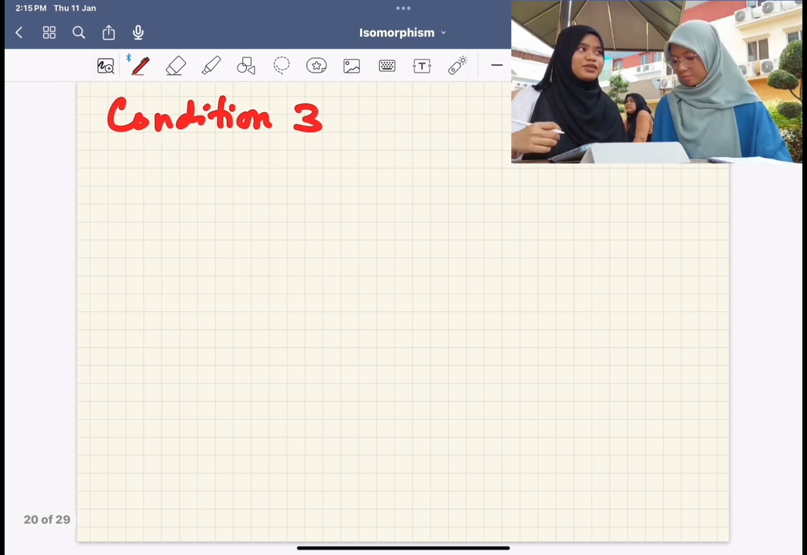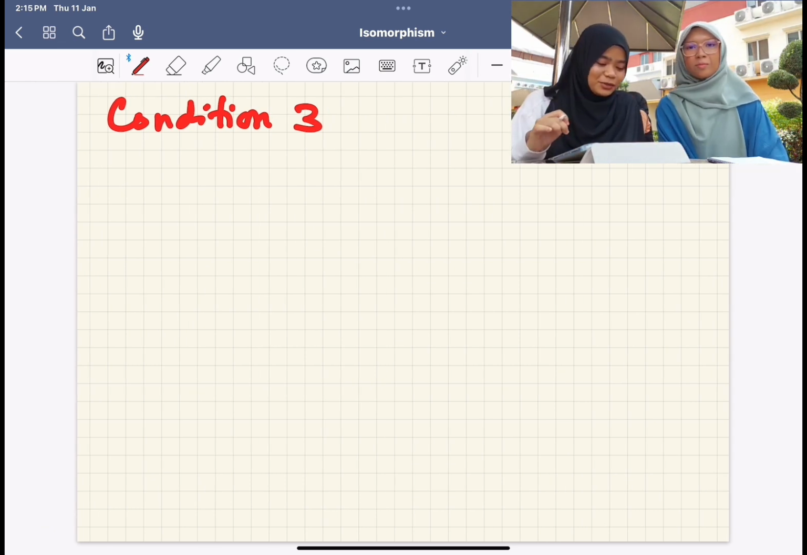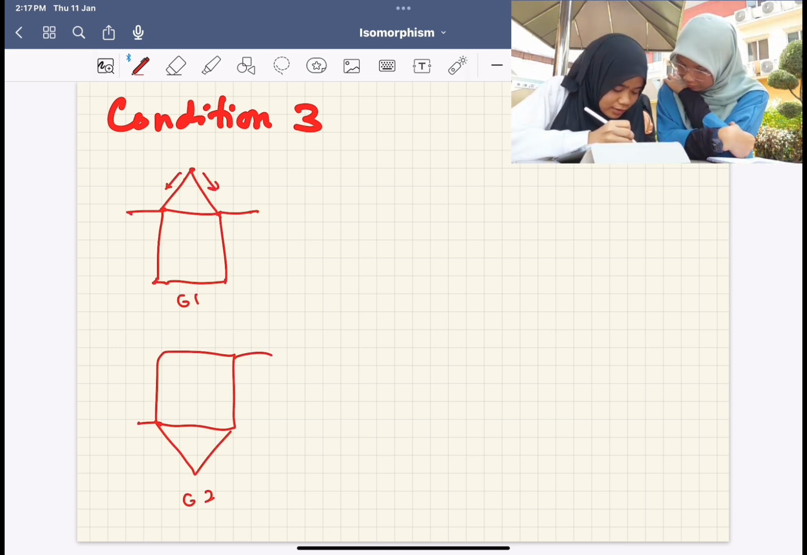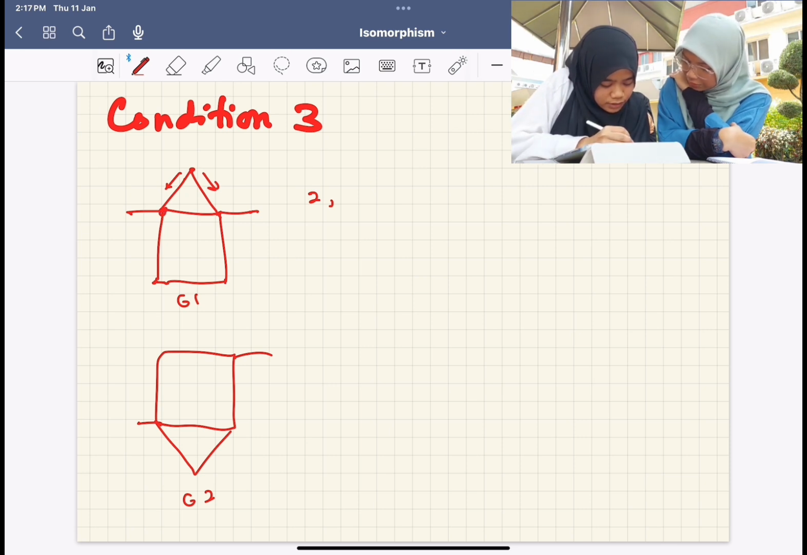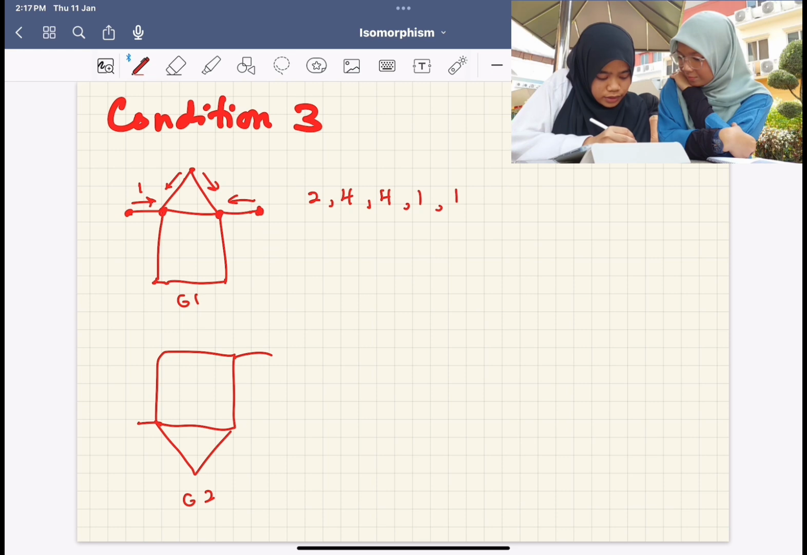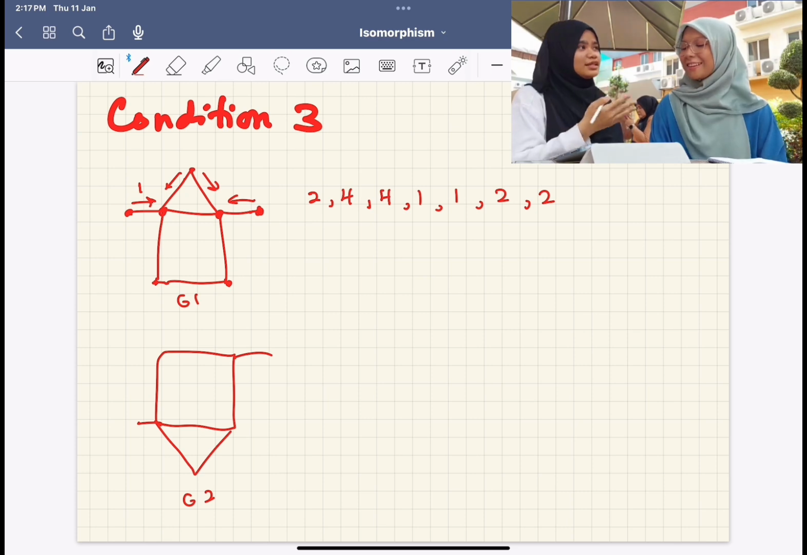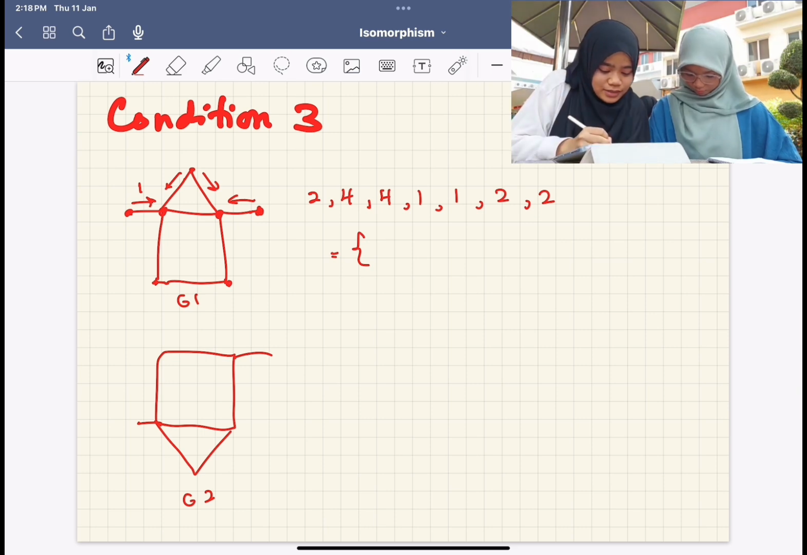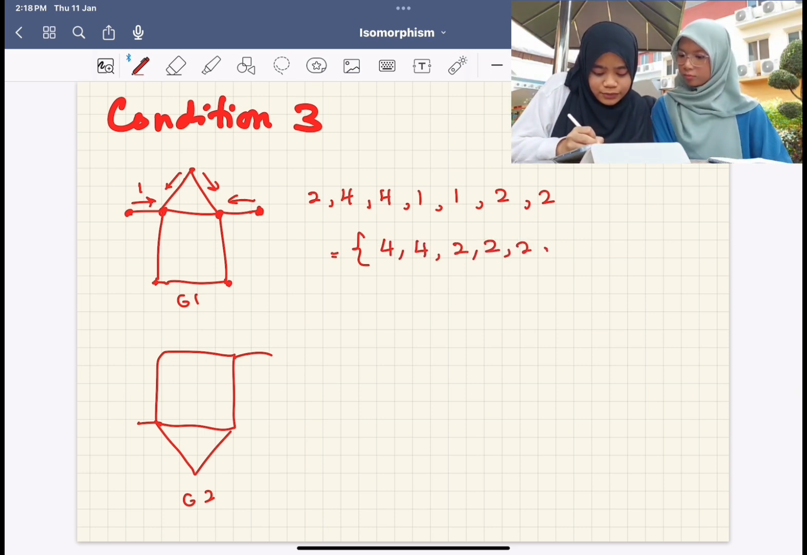Okay, now we will move on to the third condition and check the degree sequence in both graphs. We look at the vertices, and we have to look at the lines that come out of the vertices. That is the degree. So starting from here, we can see this has 2, and this one has 4. This one has 4. Here has 1. This one has 2, and this one also has 2. Like you said earlier, in order for us to see better, we will arrange them from the biggest number to the lowest. So 4, 4, 2, 3, 2, 1, and 1.